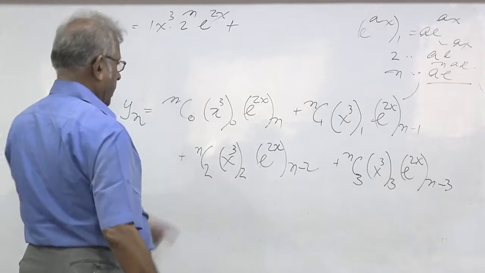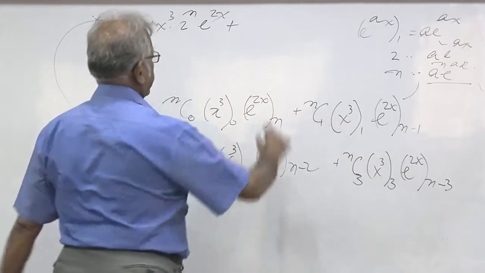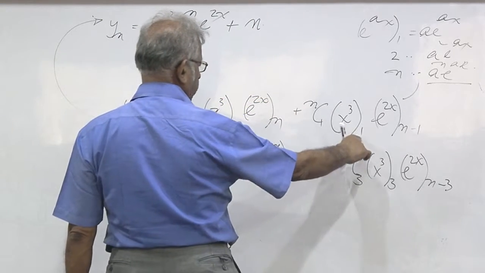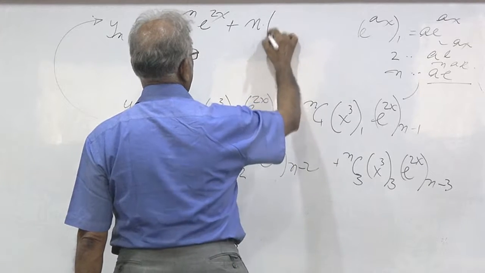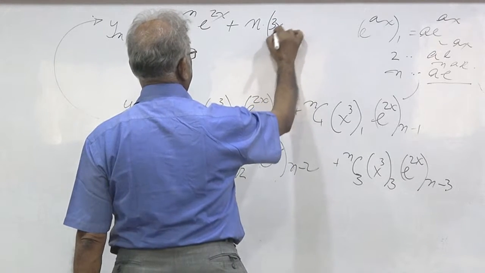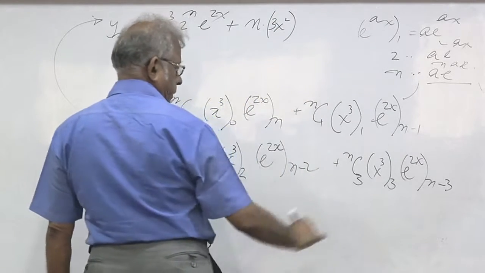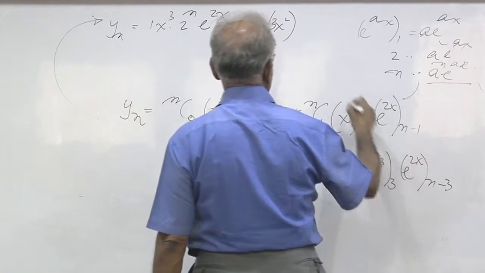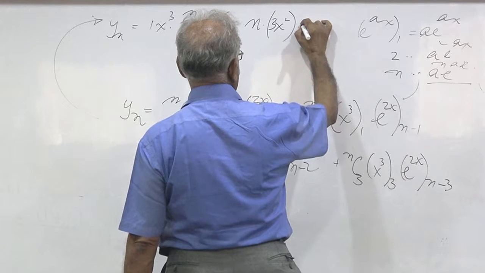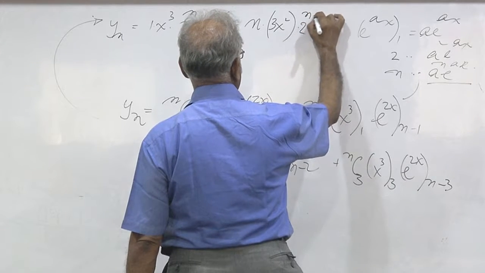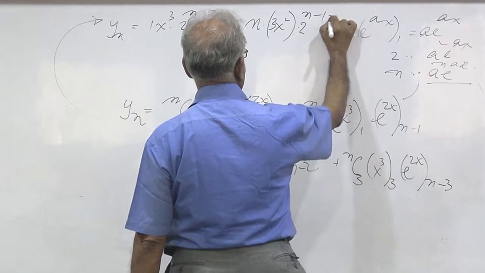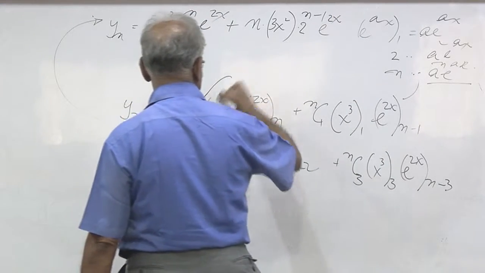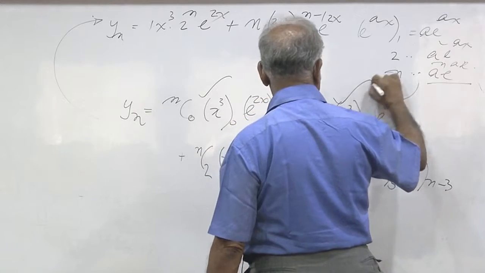Next, nC1 is n. So n times x cubed differentiated once, that is 3x squared, e to the power of 2x differentiated n minus 1 times, that means 2 to the power of n minus 1 e to the power of 2x. So we've tackled this term, we've tackled this term.